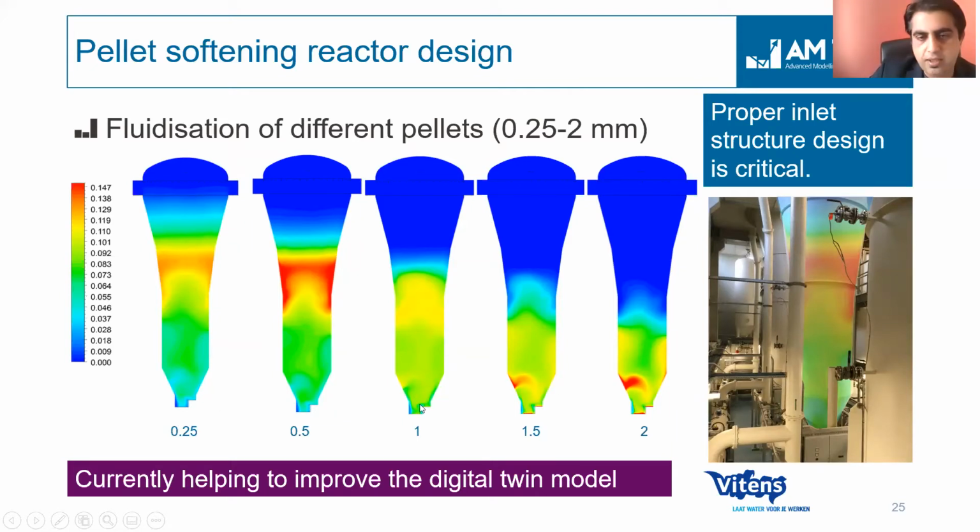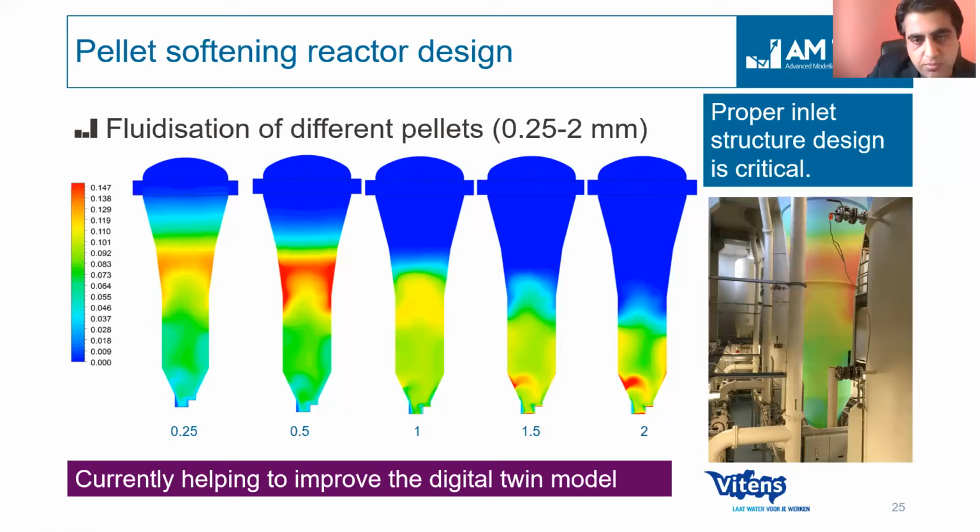So, as I said, there are several sizes of pellets in the pellet softener. We tested all of them together. In this case, you see pellets ranging between 0.25 millimeters and 2 millimeters. And you clearly see that the 0.25 millimeter pellets were much more uniformly distributed across the depth of the reactor, whereas the larger the size, the more they tend to stick towards the bottom, which means it's harder to get them completely fluidized.